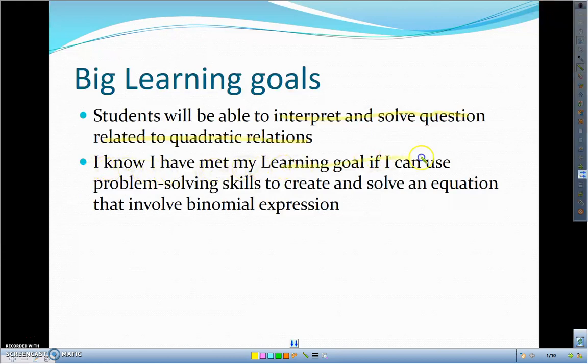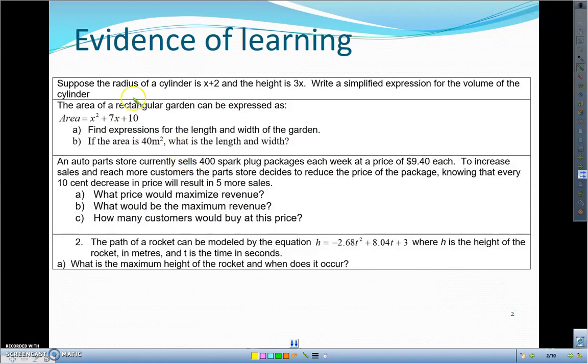And I know I've met my learning goals if I can use problem solving skills to create and solve equations that involve binomial expressions. Also, here's some evidence of learning. At this stage, if you understood what was going on in the first lesson, you should be able to solve this problem, as well as this problem here, even just using your skills from the first unit. These other two, the second and the fourth question, are a little bit more complex, and they'll take a little bit more practice from the last lessons in this unit before you can do those.